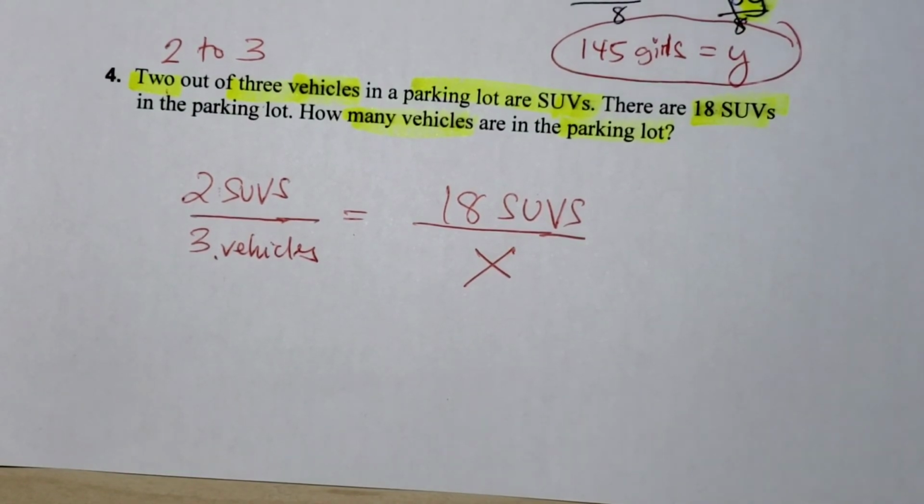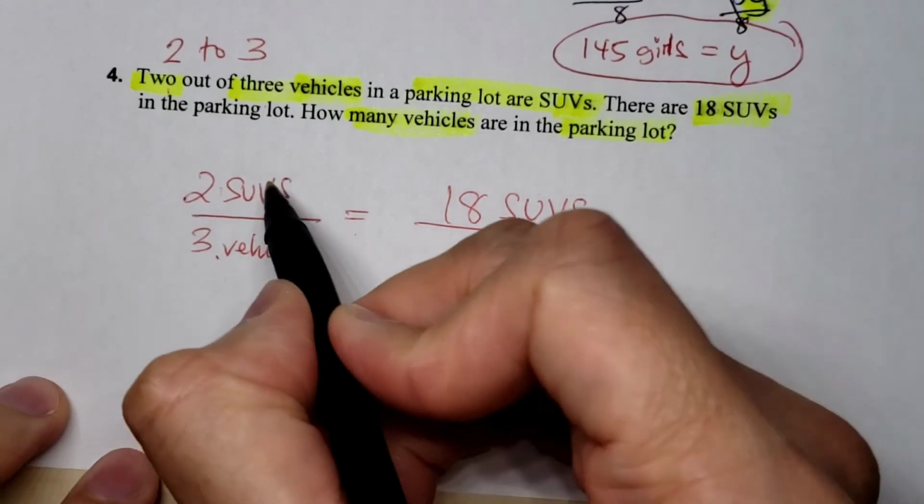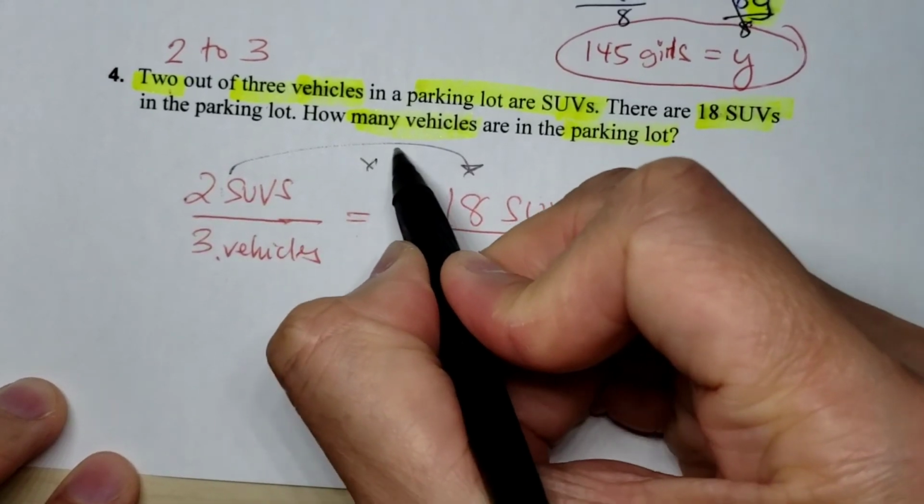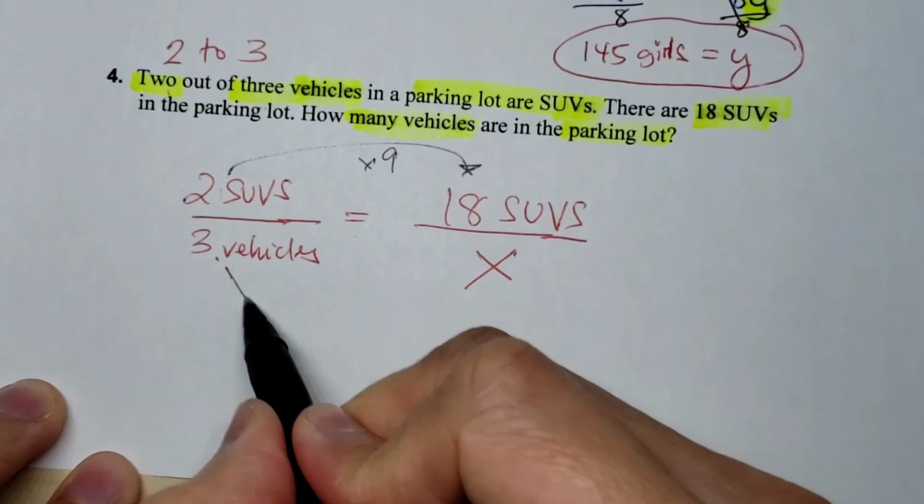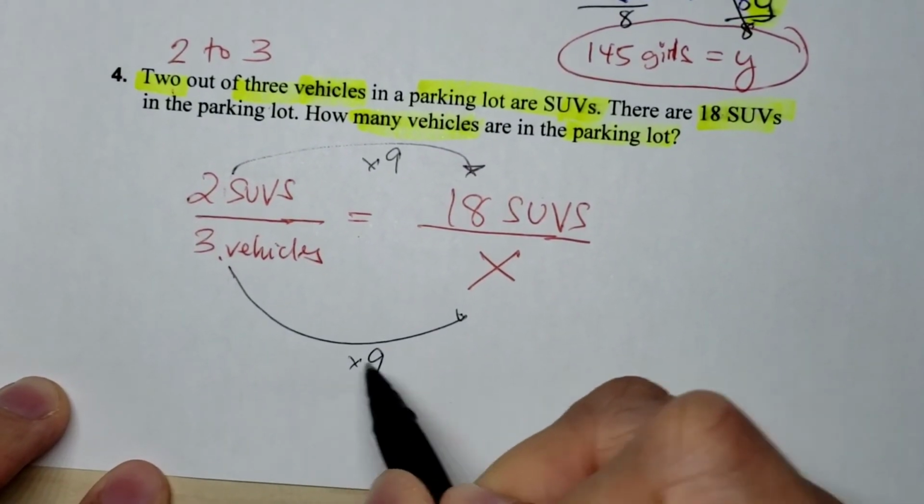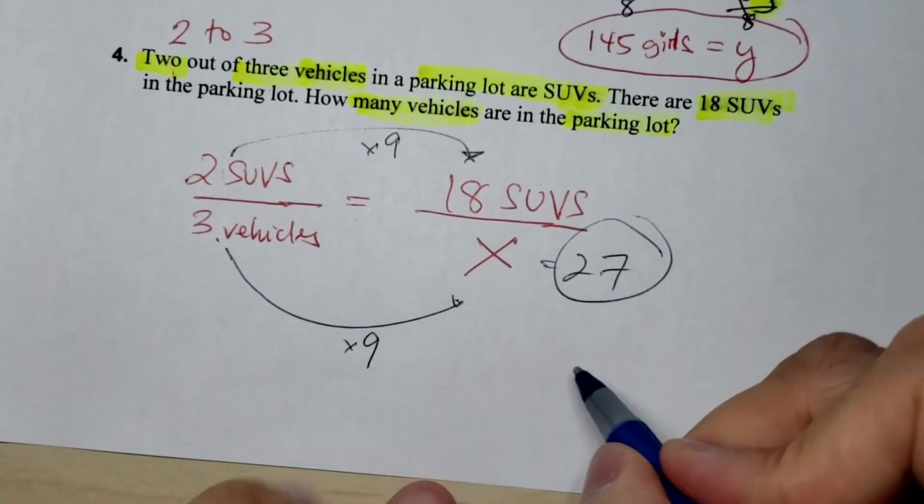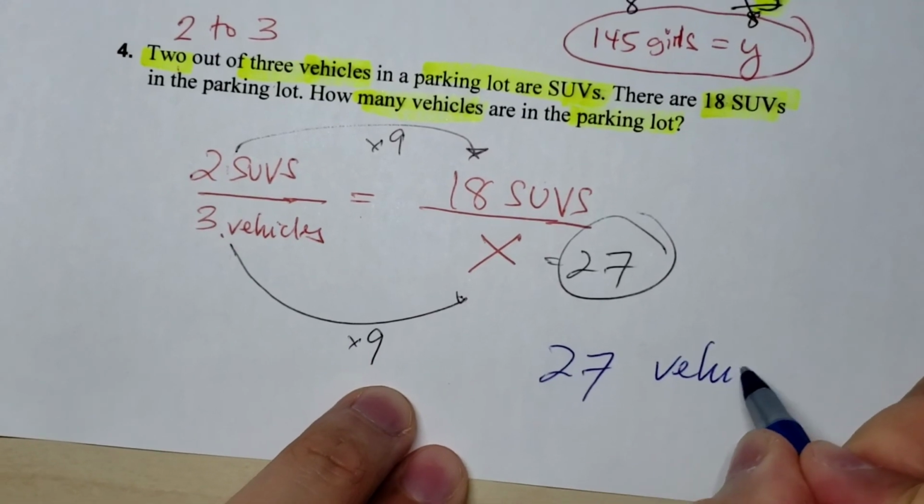So the easiest way to solve this will be to do mental math. All right? Now, 2 times what number gives you 18? And that's going to be 9. So that means 3 times 9, your multiplier, that should give you 27. So in the parking lot, there are 27 vehicles.